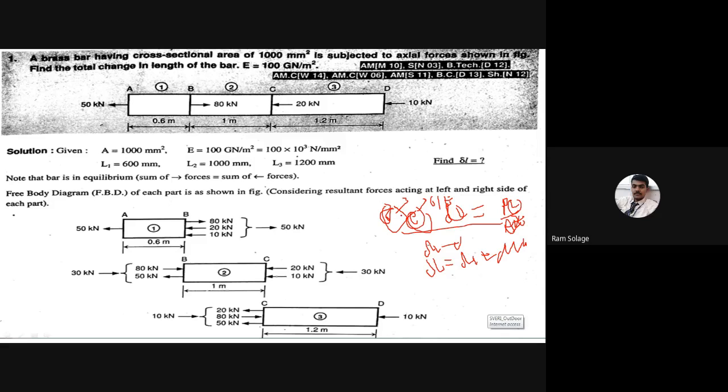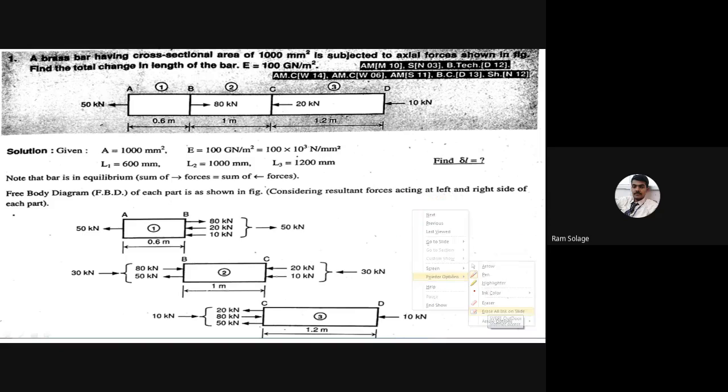Now, see the difference between type number 1 and type number 2. Then and only then can we solve the problems. Otherwise, it is very difficult to solve the problem, and we have to understand the difference between type 1, type 2, and type 3. Now, what are they asking in the problem? A brass bar is given, and the cross-section area is given. Only one cross-section area is given, 1000. Means what? For this problem, we have to take only one A, common for all sections. But in the previous problem, they were giving separate areas.